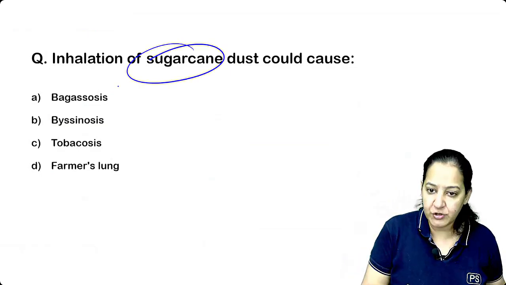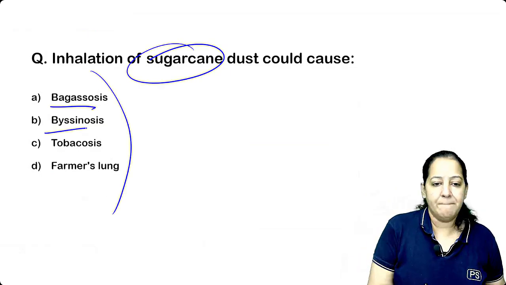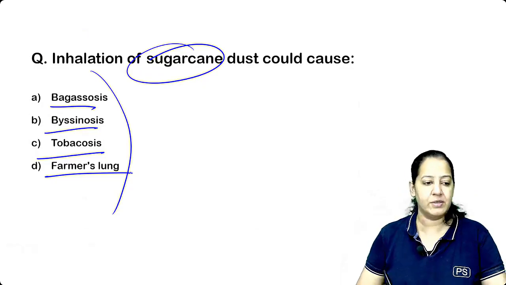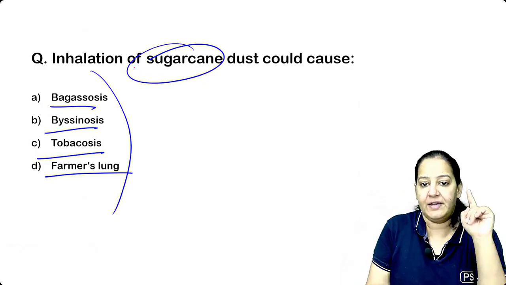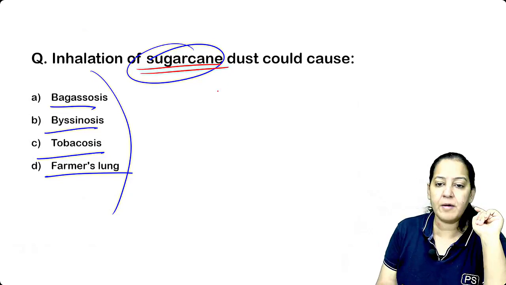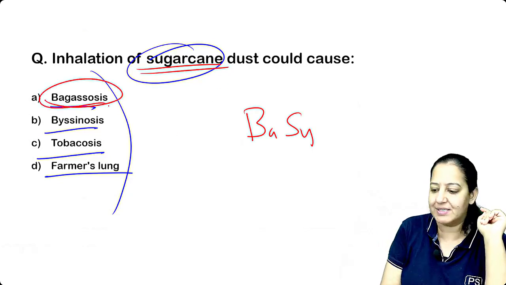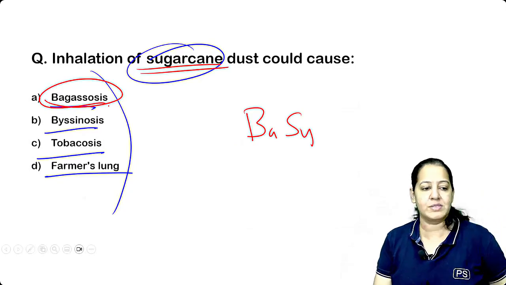Inhalation of sugarcane does lead to what? Bagassosis, byssinosis, tuberculosis, or farmer's lung? You get simple questions on that. Sugarcane. I told you a mnemonic also now: Basu, or bag of sugar. So it's bagassosis. Yes, you all are right. The correct answer is bagassosis.